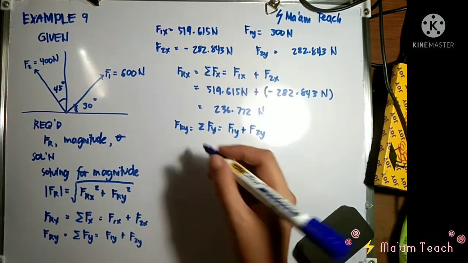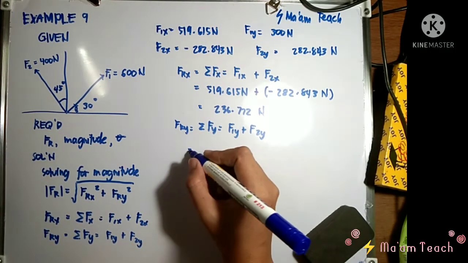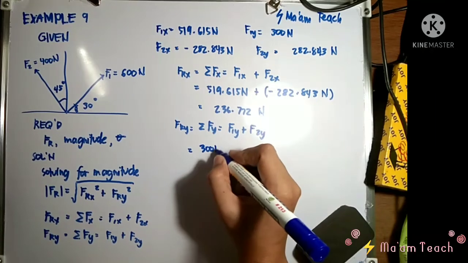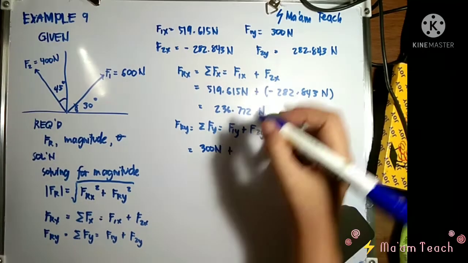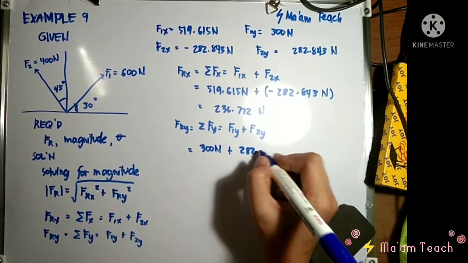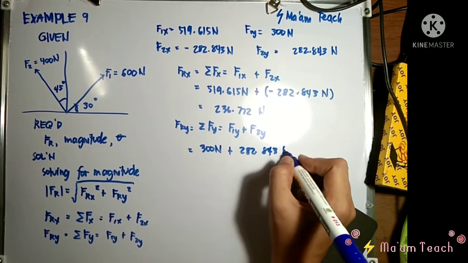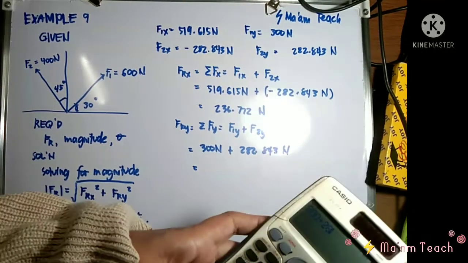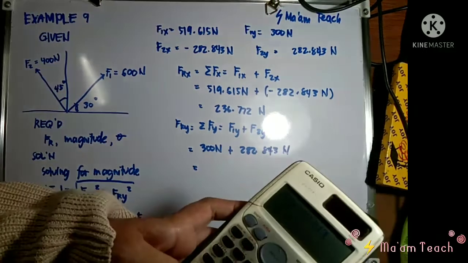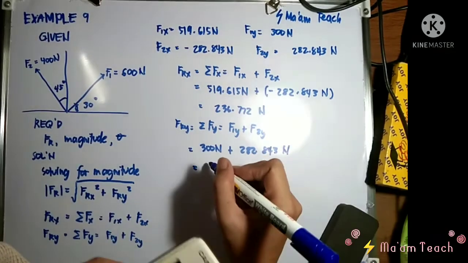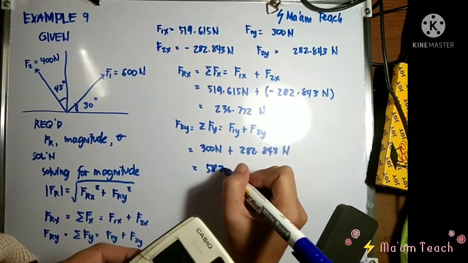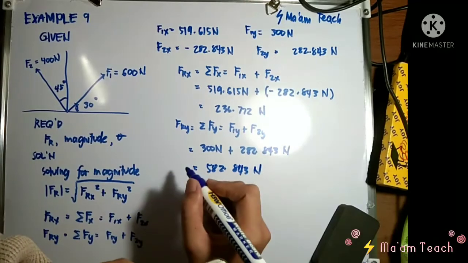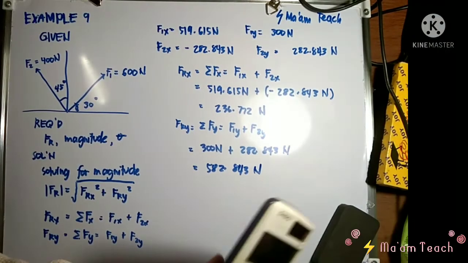For the FRY, the summation of F sub y equals F1y plus F2y. So F1y is 300 Newton plus your F2y is 282.843 Newton. And you'll have 300 plus 282.843, which is 582.843 Newton. Okay, so that's our FRX and FRY.